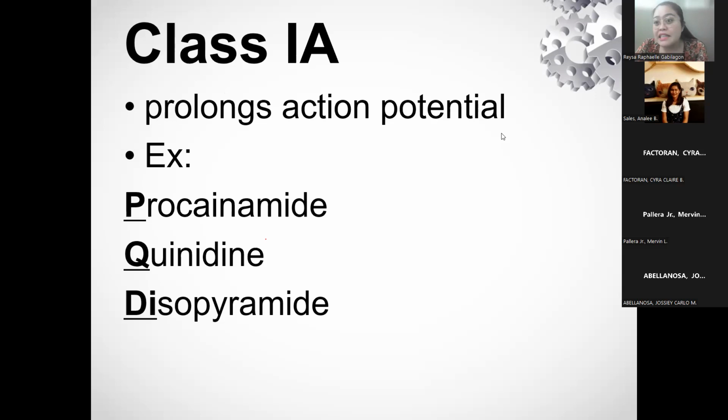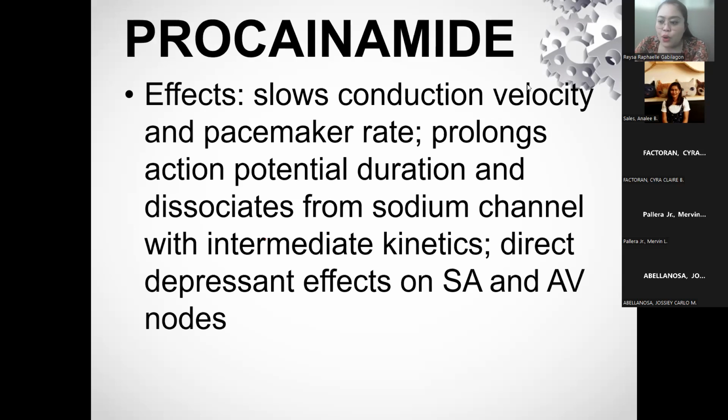Okay, so class 1A, they are the drugs that still block the sodium channel but prolong the action potential. Mapoprolong yung action potential kasi kulang yung sodium kasi hindi siya nakakapasok inside the cell. Ano nga yung ating mnemonics here? Double quarter pounder, DQP: disopyramide, quinidine, and procainamide. So if we're going to use these drugs, for example procainamide, there will be slowing down of the conduction velocity and the pacemaker rate. Hihina yung pag-produce ng impulse kasi binlock natin si sodium. So there will be prolongation of the action potential duration, and magdi-dissociate siya from the sodium.